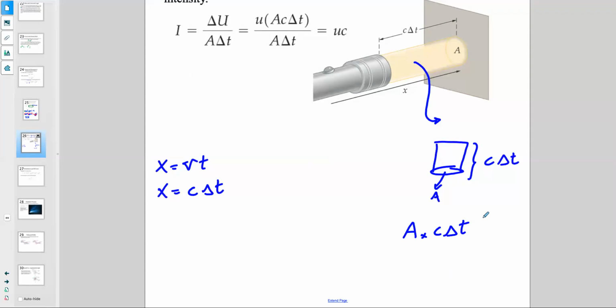So I can multiply the energy density times this value, which is the volume here, and get the delta U, or the change in the energy, okay? And then what's happening is that this delta T and this delta T will cancel out. This A and this A will cancel out, okay? And then you are left with U times C, which we can see here. So I is the energy density times the speed of light, which is the intensity. So this is the formula for intensity.